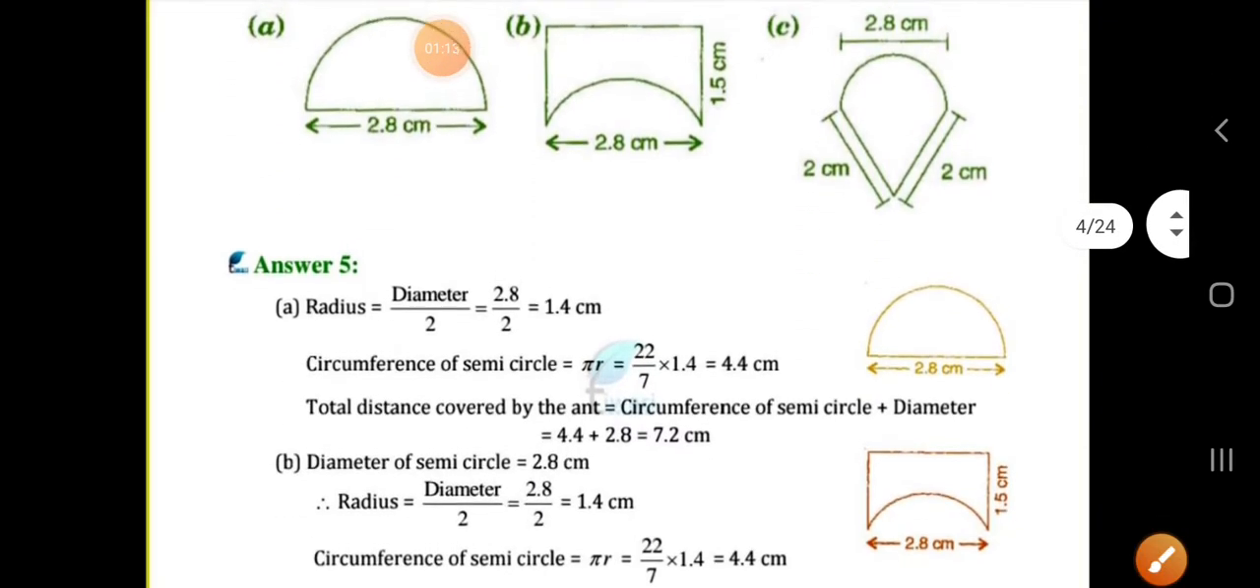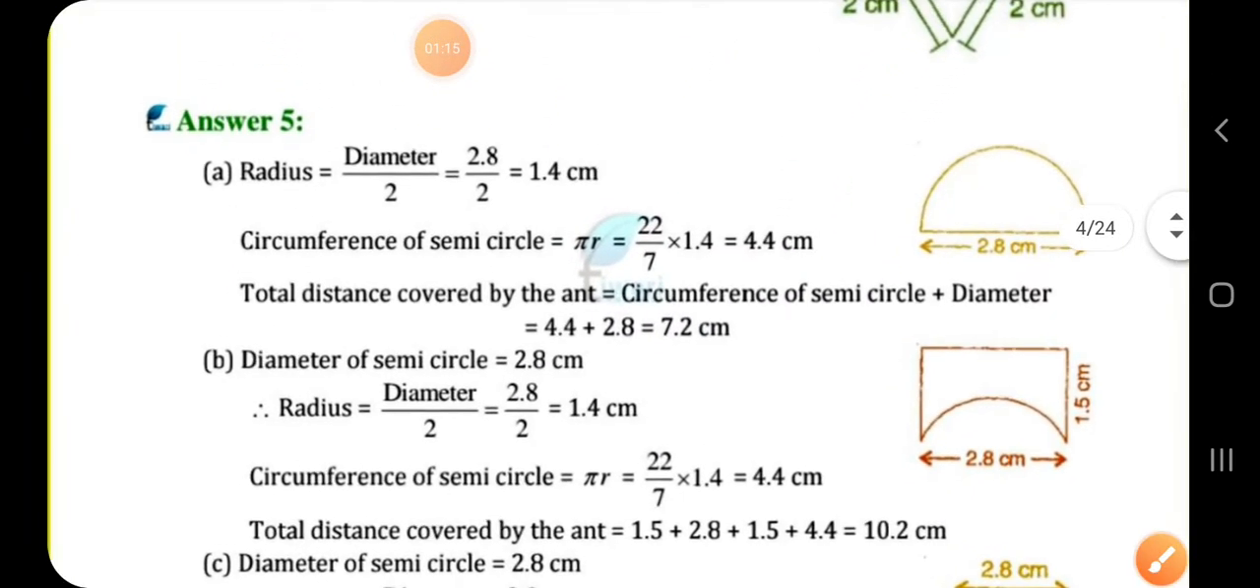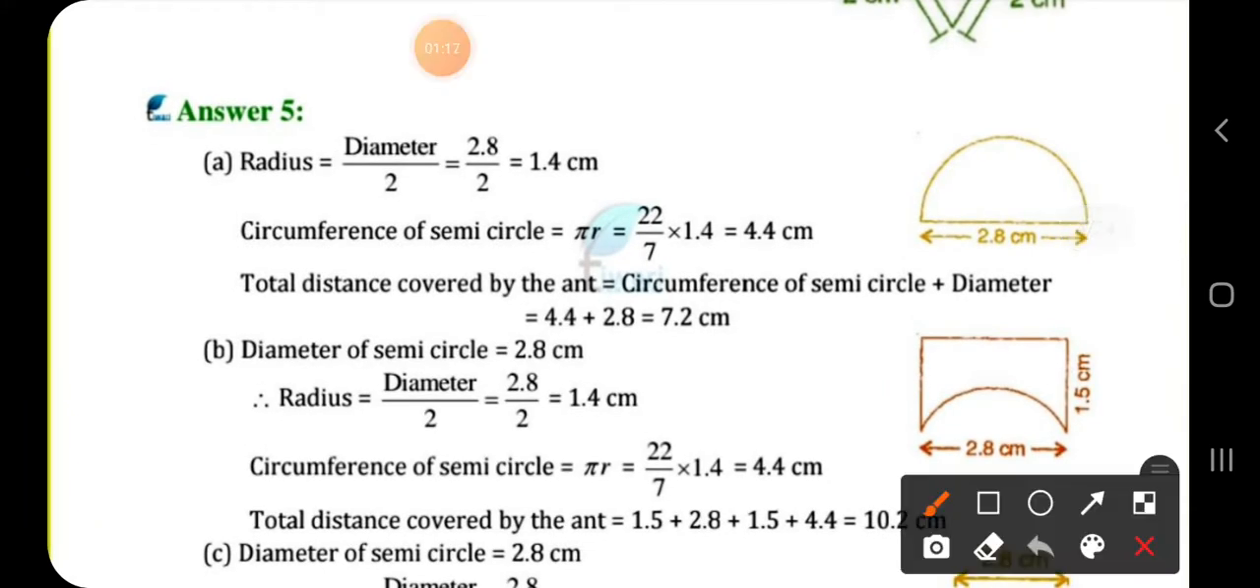So for the first piece, the perimeter of this shape, it is a semicircle. So you will find the perimeter this way. The total distance covered by the ant is the circumference of the semicircle plus this diameter, because this ant starts moving from this point and comes back to the same point. So you have to find the circumference of the semicircle plus the diameter. So what is the diameter?